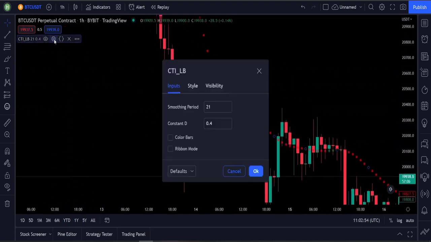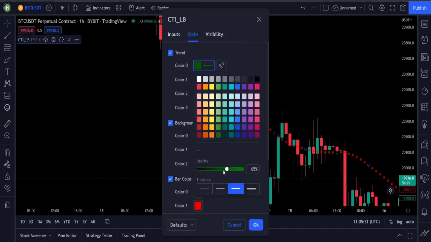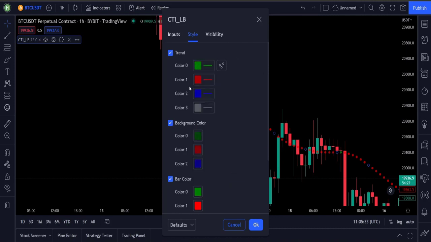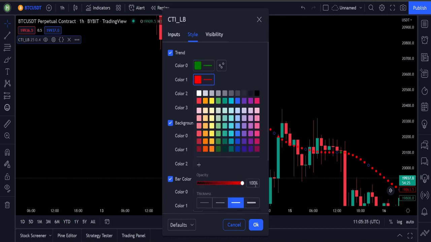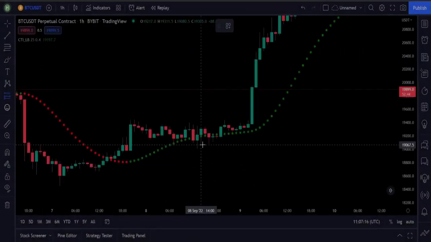If we access the indicator settings, we can see that we've got 4 customization options. In the input section for our strategy, we're going to change the smoothing period from 21 to 25, and in the style section, let's make the indicator more visible. As we can see, this tool accurately identifies the trend direction. However, we're not going to be using it in a standard way.